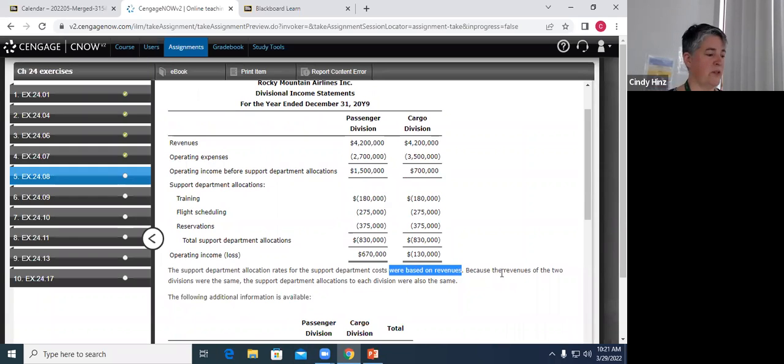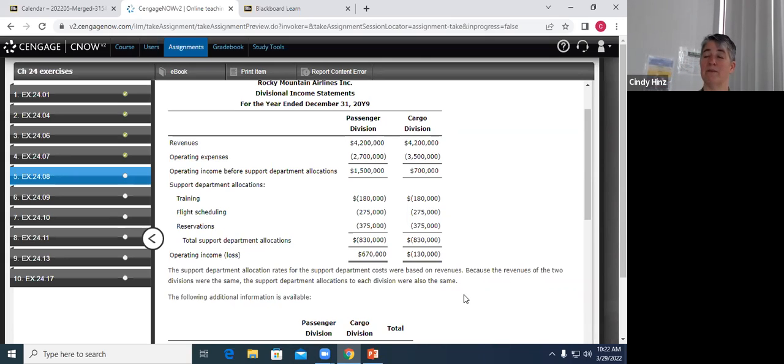Because the revenues of the 2 divisions were the same, the support department allocations to each division were also the same. The cargo division really suffered from that, at least on the face of it, because even though their revenues were the same, their operating expenses were higher. When they were hit with the same total support department allocations, it flipped them to an operating loss compared to the passenger division's operating income.